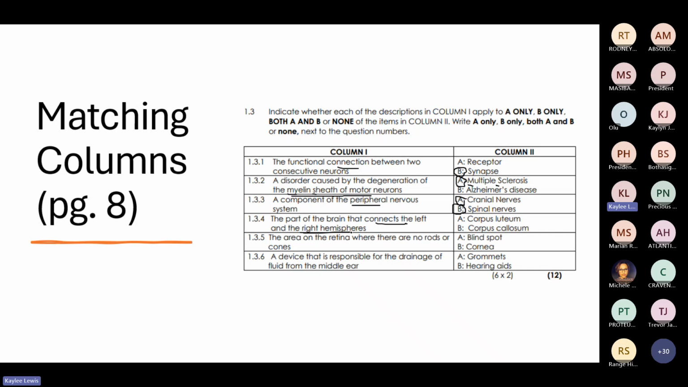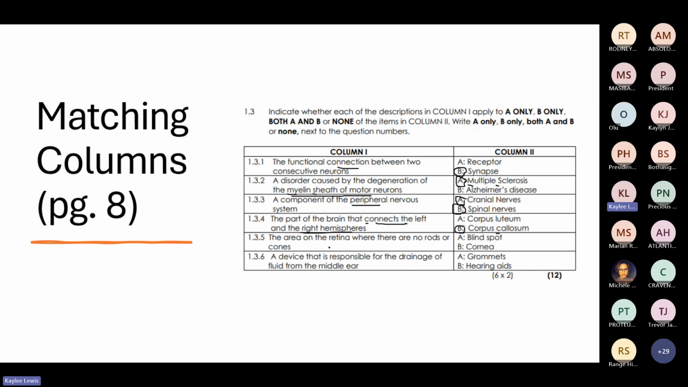Then 1.3.4, the part of the brain that connects the left and the right hemispheres. Again, this has become quite repetitive. And here they again want to trick you because you have corpus luteum and corpus callosum. But the part that's connecting the left and the right, maybe you can remember it as the C. So that will be your second C, which is your callosum. So the answer is B only. Your corpus luteum is in the menstrual cycle part.